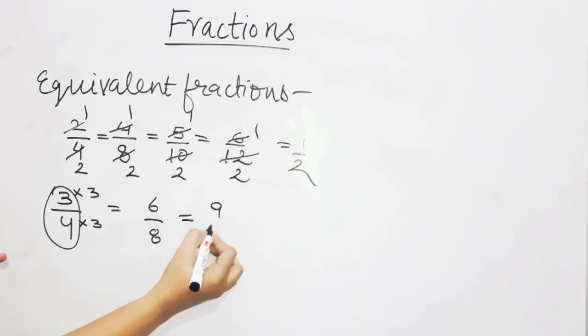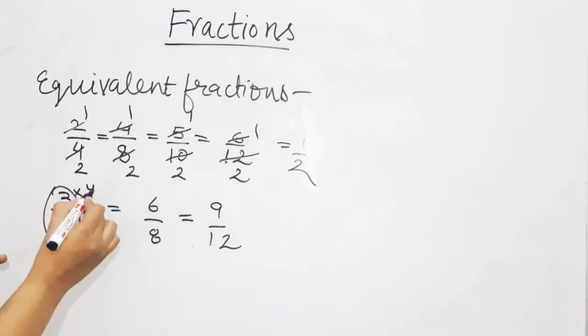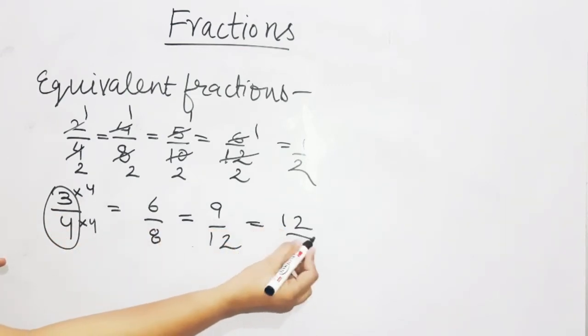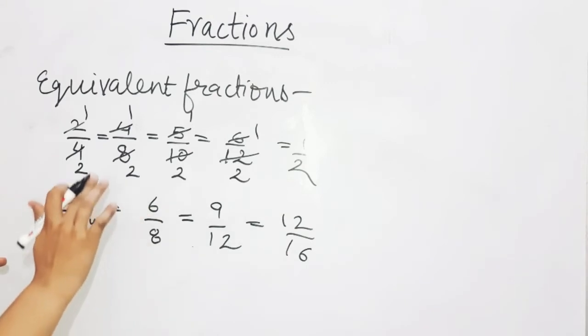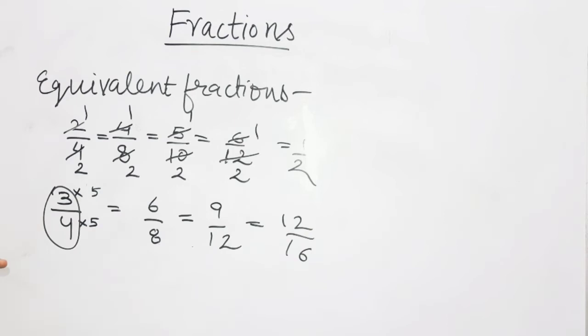So 9/12. Now the next will be, now I am going to multiply it by 4. 12/16. Now what will be the next equivalent fraction when I am multiplying it by 5?